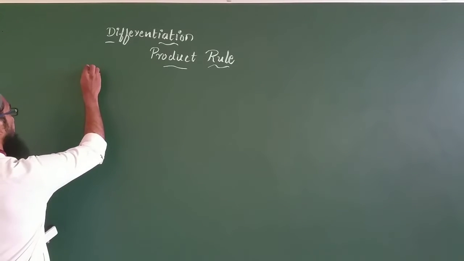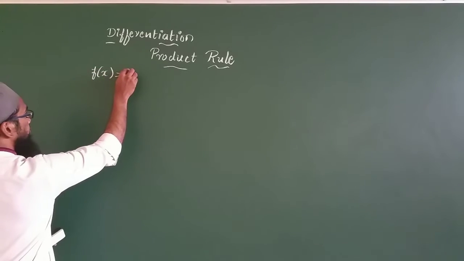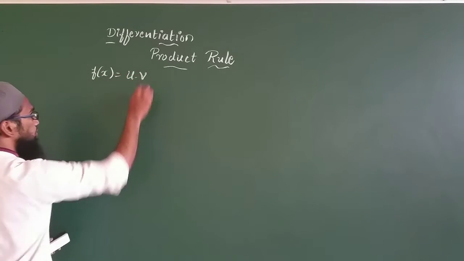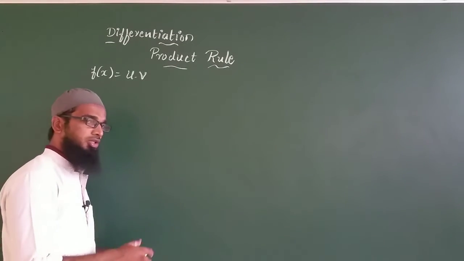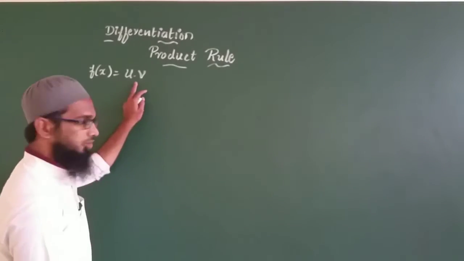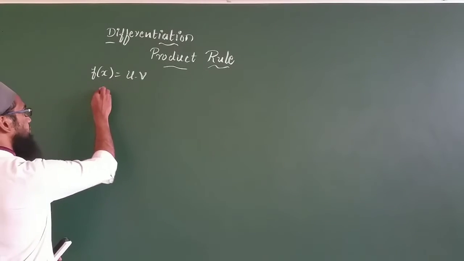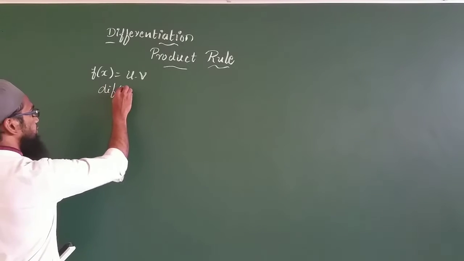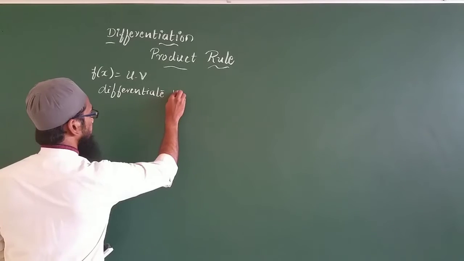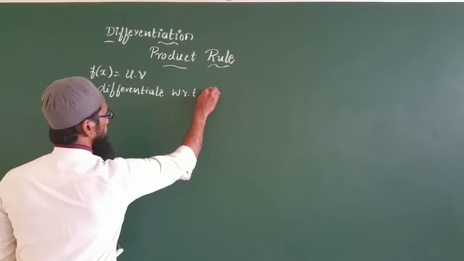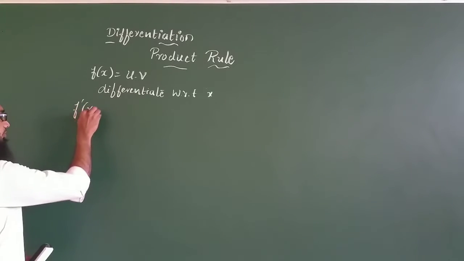Let us consider f of x is equal to u into v, where u is one function and v is also one function. So the function is given in terms of the product, u into v. The next thing is we differentiate the given function with respect to x. So what we get here is f dash of x.